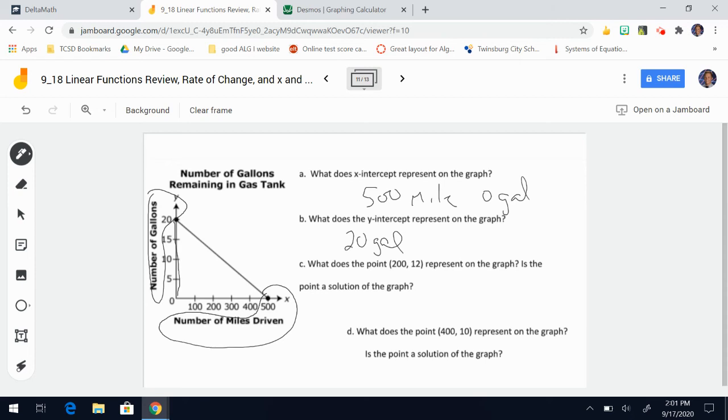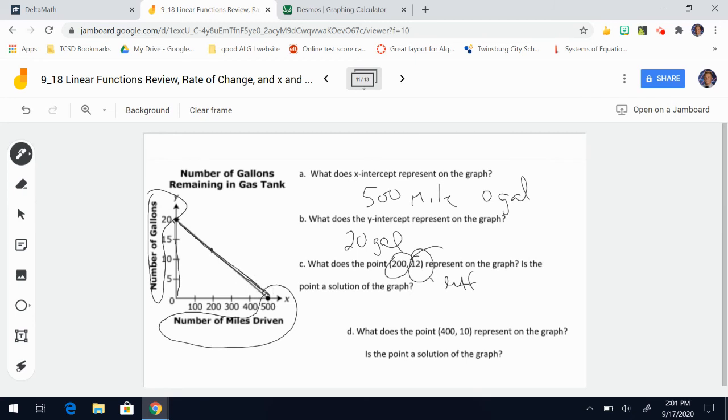What does (2, 12) mean? So 2 means go right to 200 and up to 12. That means we have 12 gallons of gas left in the tank. And then this 200 means what? Be careful. That's how far we've driven, right? So that's how far we've driven, 200 miles, and we still have 12 gallons left. And is that a point on the graph? Yep. We marked it right here.